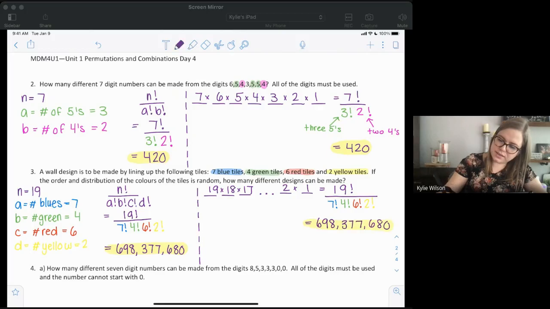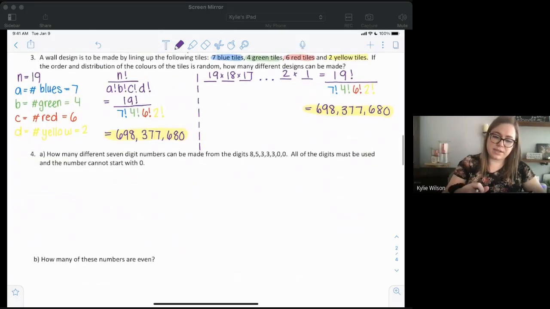So the point is it's really, really similar to what we were doing yesterday. We're just accounting for those identical elements at the bottom.